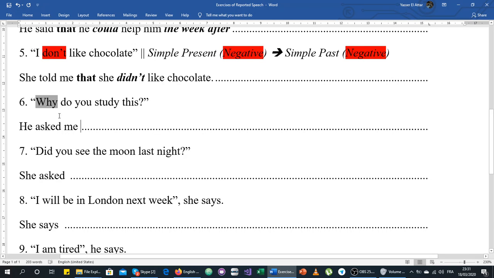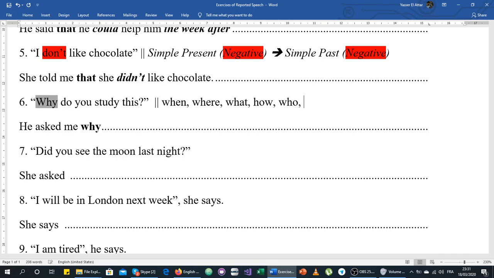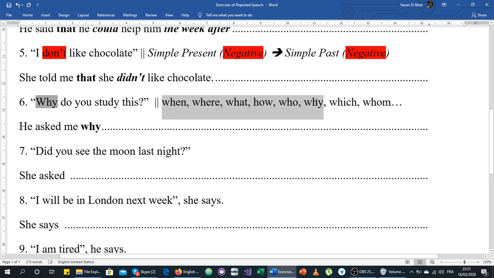Therefore, we keep why here. We don't put that. That is only in the statement. So if we have where, we put where. If we have when, okay, so the WH phrases like when, where, what, how, who, why, which, whom, and a lot of others. Any question that starts with one of these, we just keep it. So if we have when, we keep when, where, what.